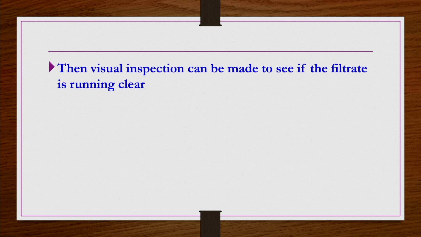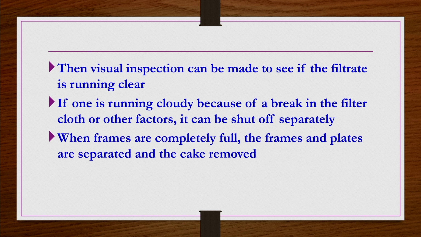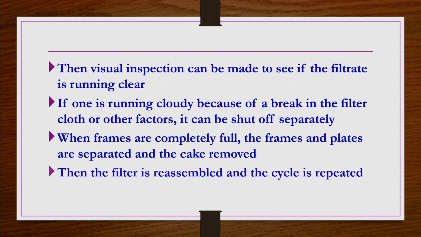Then visual inspection can be made to see if the filtrate is running clear or not. If one is running cloudy because of a break in the filter cloth or other factors, it can be shut off separately and immediately, and then that can be replaced. When frames are completely full, the frames and plates are separated and the cake is removed. Then the filter is reassembled and the cycle is repeated for the second operation, because it is a discontinuous pressure filter process.